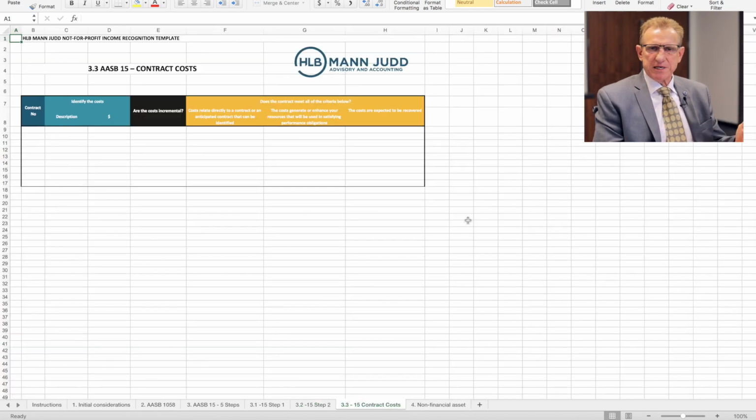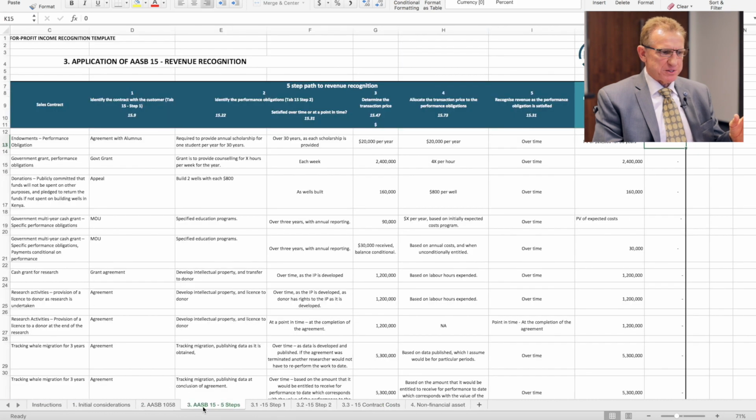Contract costs can also be capitalised and taken into account at the same time as income in certain circumstances. The accounting standards tell us how to do that, and this tab here asks you some questions about any contract costs you might have. So having done that, whether it's 1058 or AASB 15, you can work out when and how you're going to recognise the income.